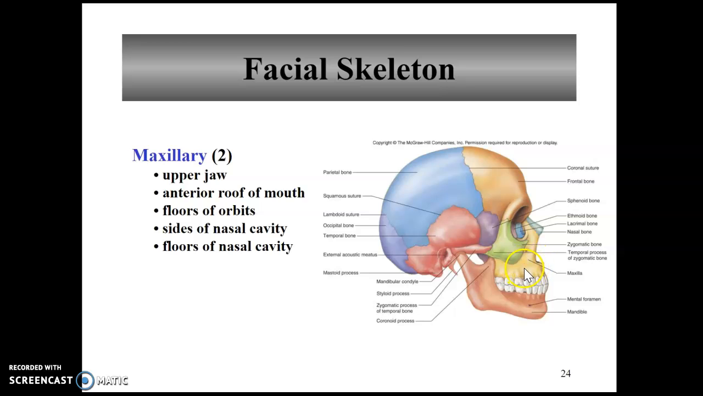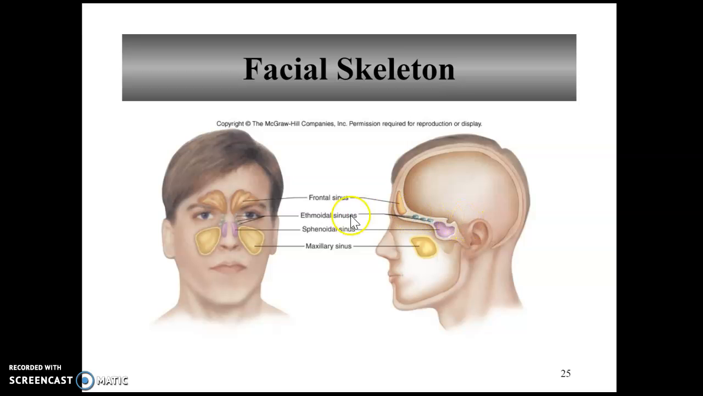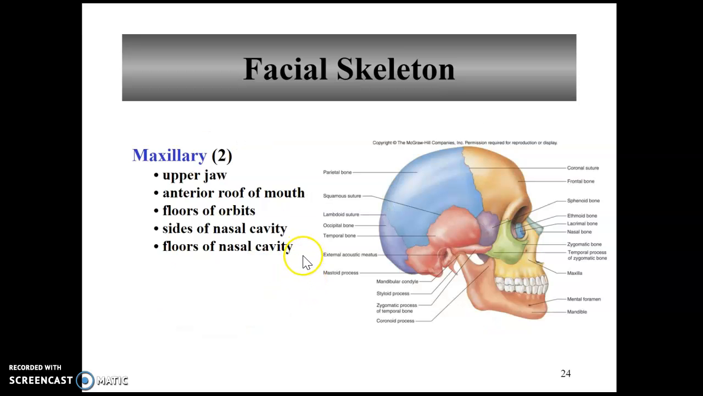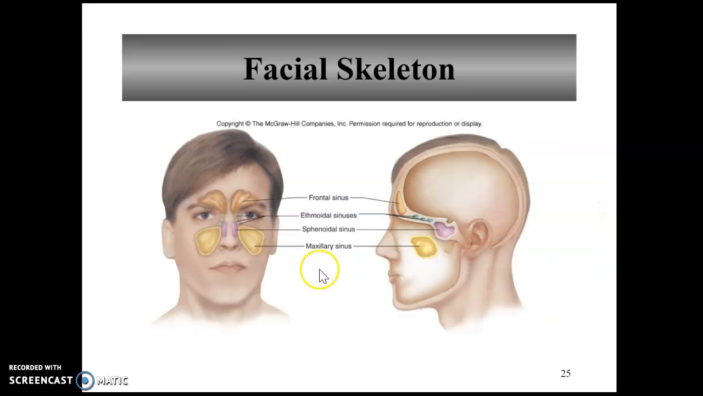It comprises your upper jaw, which also makes the roof of your mouth, and it will be part of the floors of your orbits or eye sockets. It also makes up the sides of your nasal cavity and the floors of your nasal cavity. So when you're looking at sinuses in your nasal cavity, that maxilla is going to make up the sides and floors of that cavity. So there's the different sinuses that you have in your head. You have the frontal, the maxillary or maxilla right behind there, sphenoid and ethmoid.